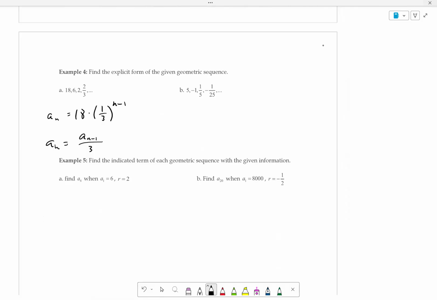To get a term, we need to use the previous term and divide it by 3. We just have to make sure that we know that a sub 1, and we need something to build off of, is equal to 18. So this is really good, except for one thing. The question asks for explicit, which means if I want the 100th term, I should just be able to plug it right in and get it.